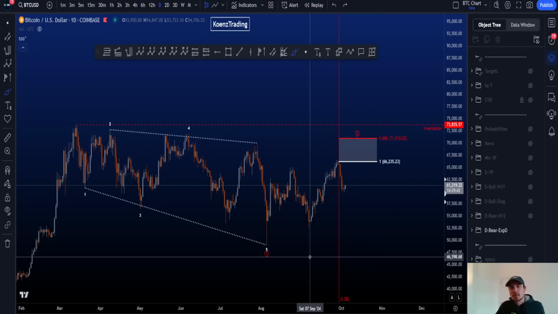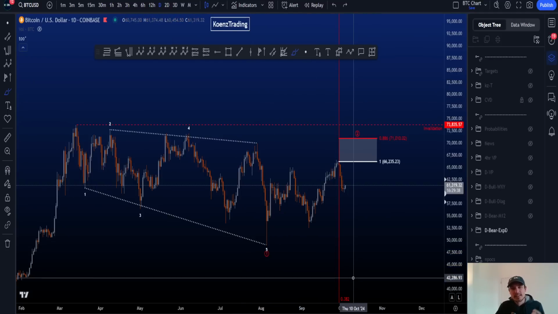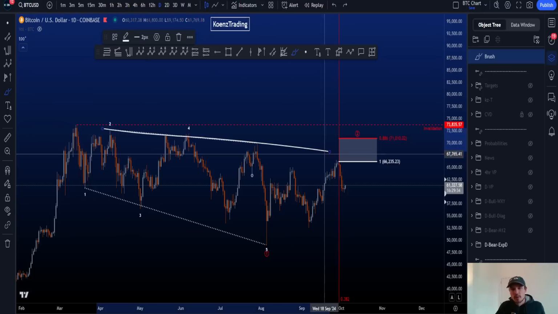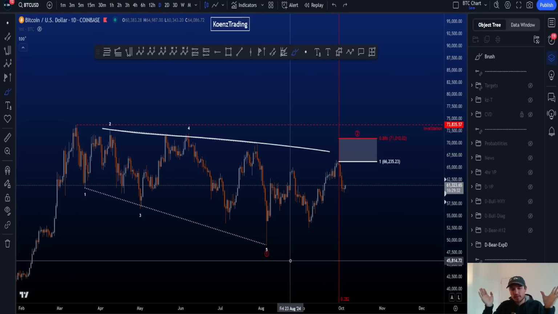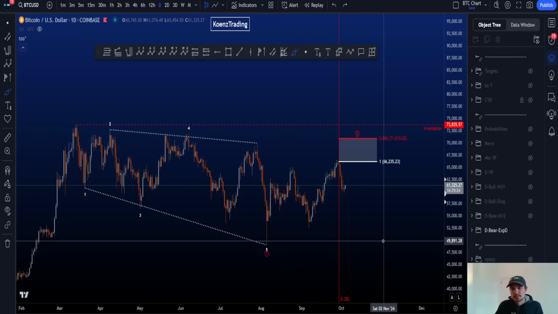What lowers the probabilities for this scenario is that your wave 1 is an expanding diagonal, 1, 2, 3, 4, 5, where the two trend lines are diverging from one another. And an expanding diagonal is very rare, never preferred, unless all of the other scenarios fail.